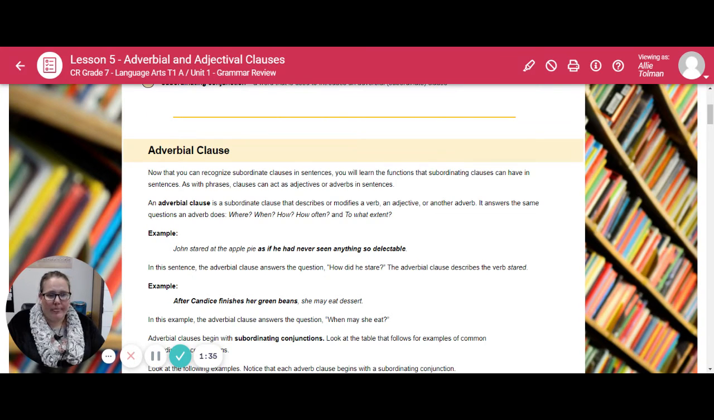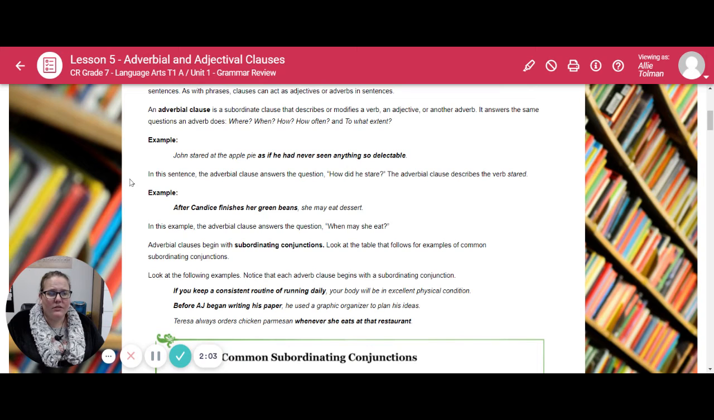Here's an example. John stared at the apple pie as if he'd never seen anything so delectable. In the sentence, the adverbial clause answers the question, how did he stare? The adverbial clause describes the verb stared. Here's another example. After Candice finishes her green beans, she may eat dessert. In this example, the adverbial clause answers the question, when may she eat?